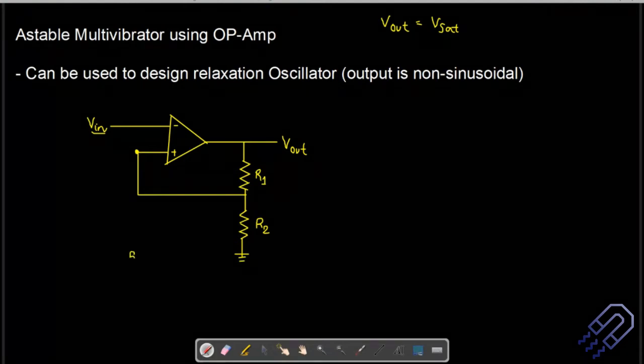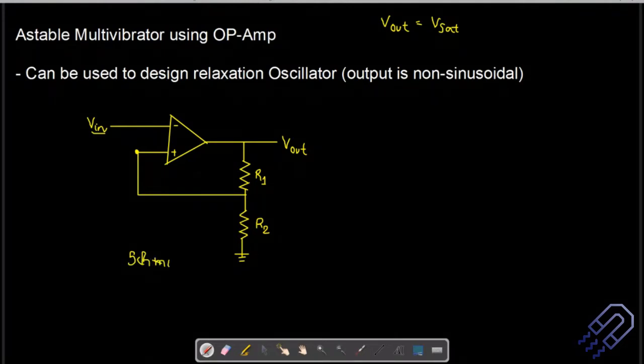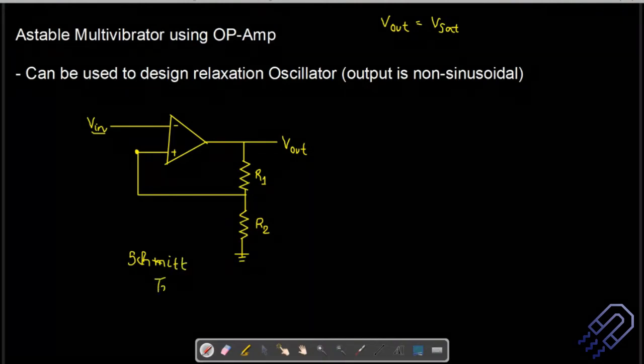So this is a circuit diagram of a Schmitt trigger. If you have followed the book by D C Tayal, it has a very detailed analysis of the Schmitt trigger. You can check that book.